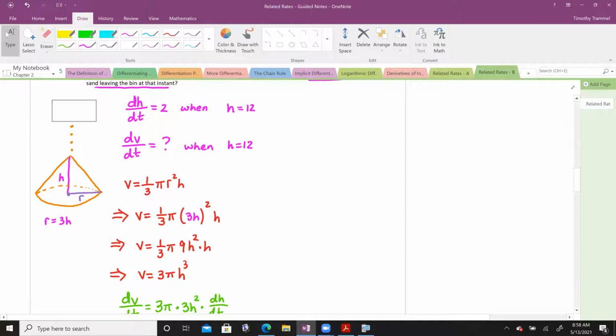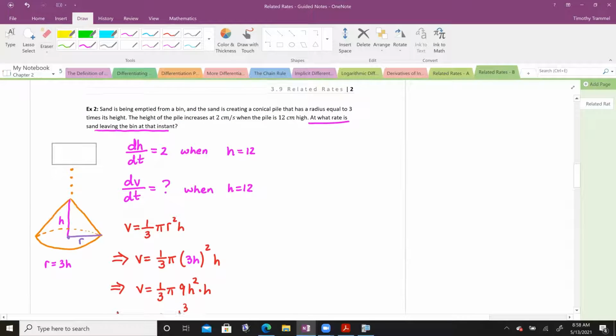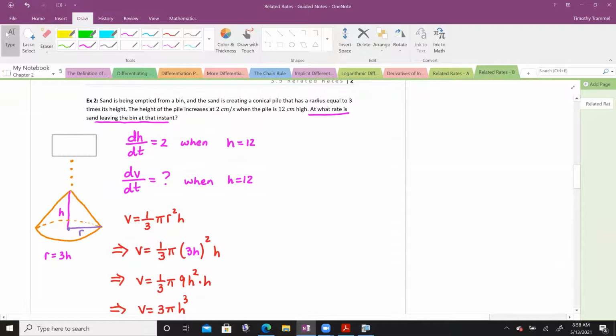Okay. But I guess since it says in that instant, I just need to think about it paused. Yeah. Well, another thing is, we do need to be thinking about the instant at h equals 12, but they're telling us that this ratio is fixed. So no matter what point in time we're working with, we're being told that the radius is always going to be 3 times the height. Okay, cool.